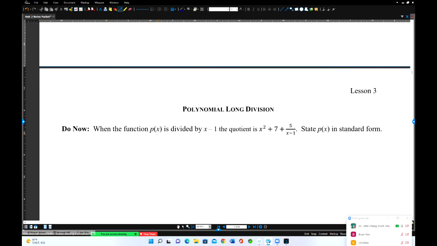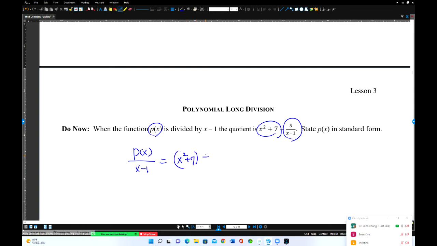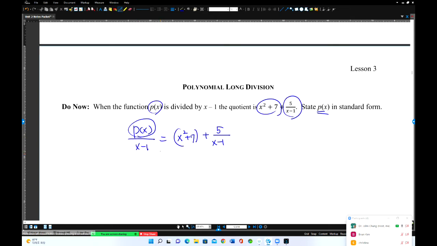Now we have P(x) divided by x minus 1, and we got this one. Your quotient is x squared plus 7, and plus 5 over x minus 1. X minus 1 is the divisor, but we're going to express P(x) by itself. How? Multiply by x minus 1 on both sides. So P(x) equals the divisor times the quotient, x minus 1 times x squared plus 7, and the remainder is 5. That's it. But then you find the standard form. Standard form is descending order, okay?